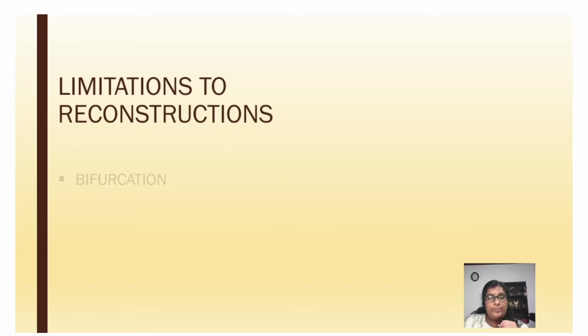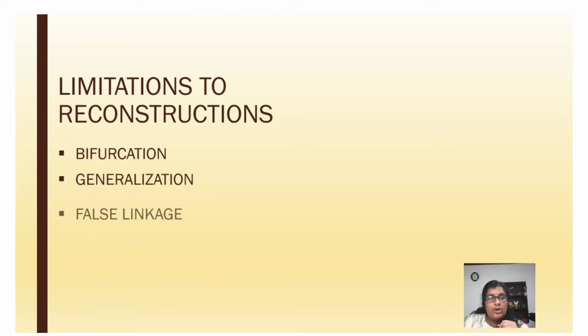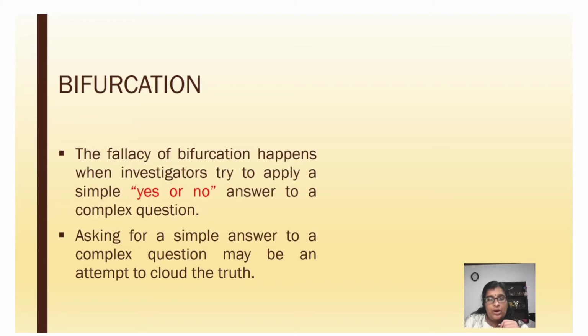Limitations of reconstruction. First one is bifurcation, generalization, and false linkage. So, bifurcation. What is bifurcation? The fallacy of bifurcation happens when investigators try to apply a simple yes or no answer to a complex question. In the mind of the investigating officer, he will have so many questions regarding the crime scene when he visits it.